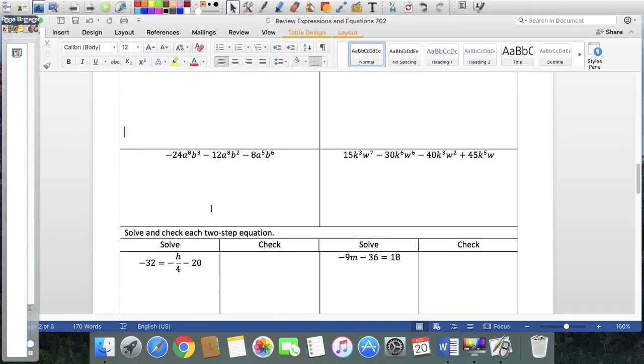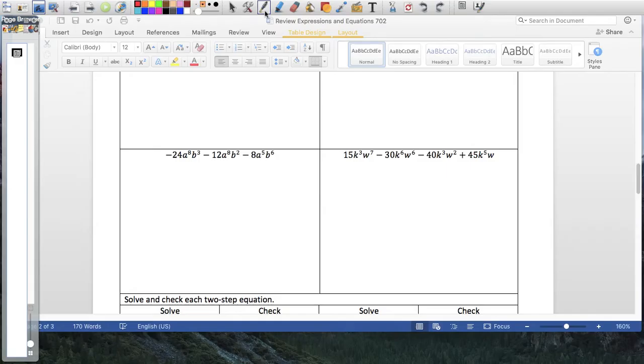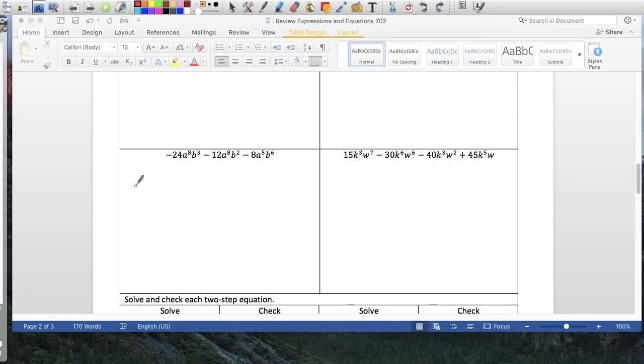Now, the bottom ones here require a little bit more work. It depends on the method you want to use. You can expand it out. So I guess this one I'll expand it out, for those of you who still like that method. So, I got negative 24a^8b^3. I have negative, you know what, I'm going to take the negative out and just write 24. Then I'll write 12a^8b^2, and 8a^5b^6.